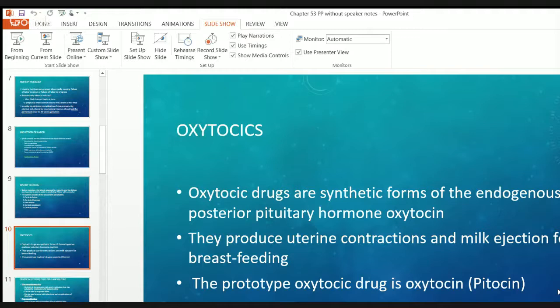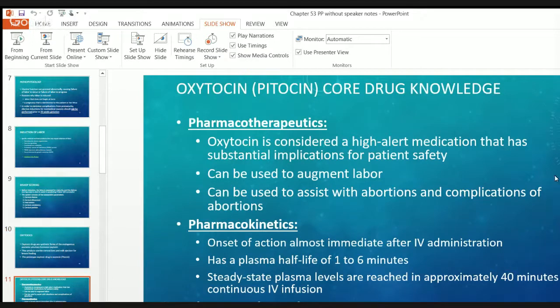So far, we've talked about this medication being used to initiate, induce, or augment labor. But another thing we'll talk about as we learn more about this medication is that it can also be used postpartum to help control bleeding. So let's talk more about this core drug knowledge related to oxytocin or Pitocin.